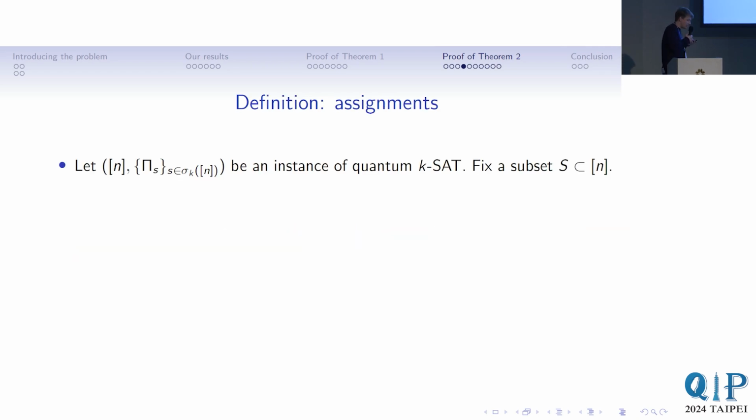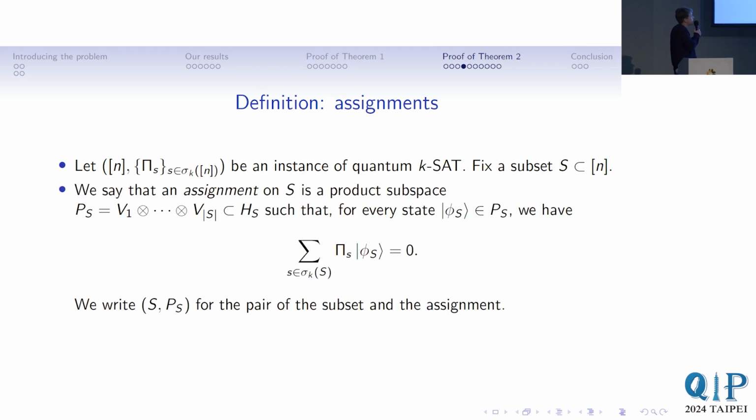So we've got this notion of local assignments. If you have some instance of quantum k-sat defined by these projections, and you fix some subset of the qubits S, then we say that an assignment on that subset is a product subspace of the Hilbert space of those qubits, such that for every state in that product subspace, if you only consider constraints which act on just qubits in this subset, then every state is in the kernel of those constraints. Every state satisfies those constraints. So we write S, P for the pair of the subset and the assignment.